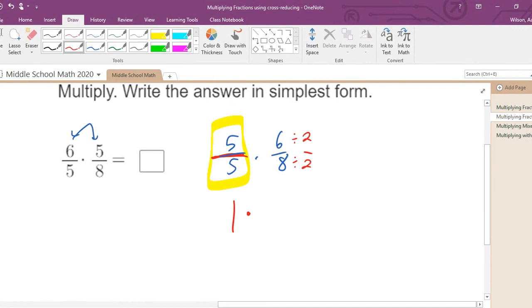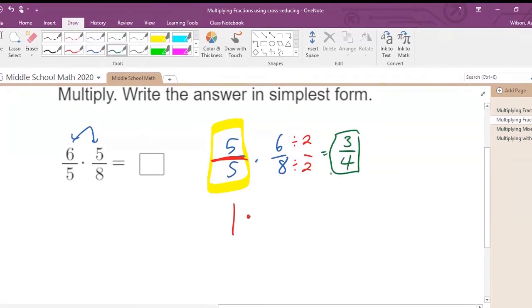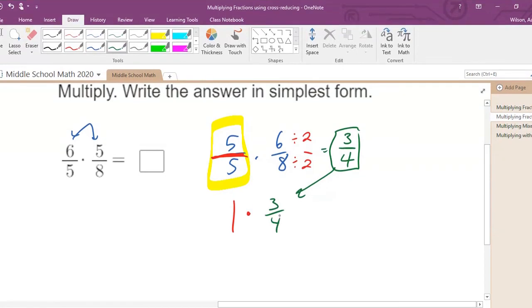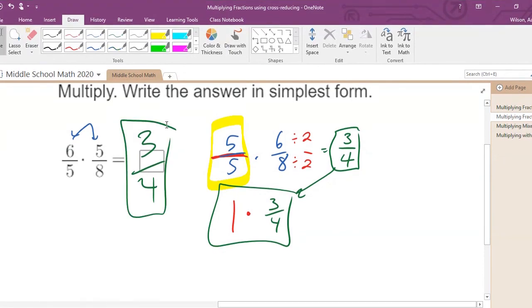And when you divide by 1, it stays the same. So 6 divided by 2 turns into 3, and 8 divided by 2 turns into 4. So that one actually turns into 3/4. Well, what is 1 times 3/4? That is 3/4. So 6/5 times 5/8 is 3/4.